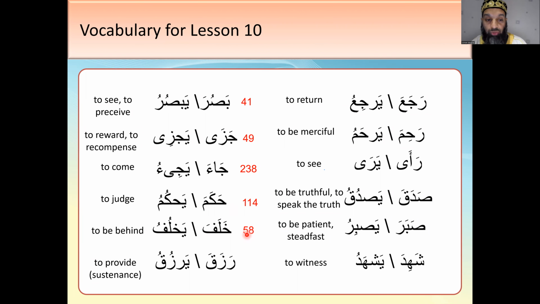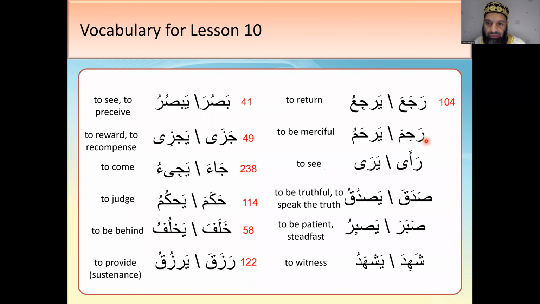Khalafa, to be behind, khalf. And that's where you get the khalifa from, because khalifa was one who came after Rasulullah sallallahu alaihi wasallam. Right, razaqa. We've done this one. Yarzuqu, to provide. That's where you get ar-razaq from. Raja'a. Raja'a is to return. Yarji'u, he returns. Rahima, yarhamu. So ar-rahim, ar-rahman. Yeah. And when you say rahimahullah, yarhamukallah. Yeah, so that all comes from Rahima.